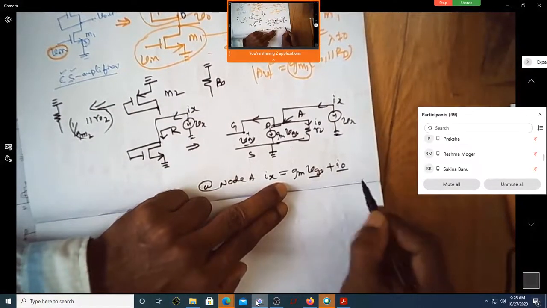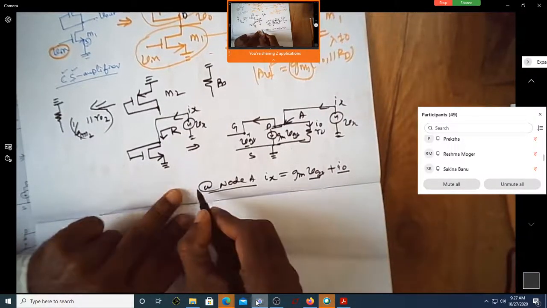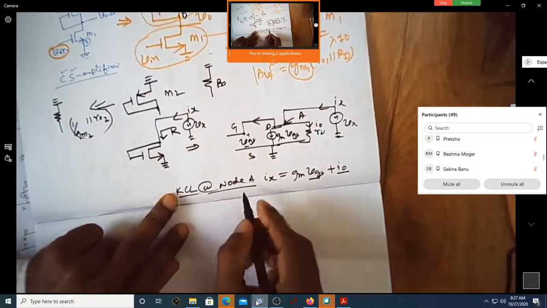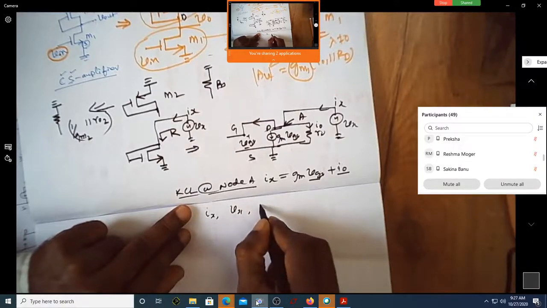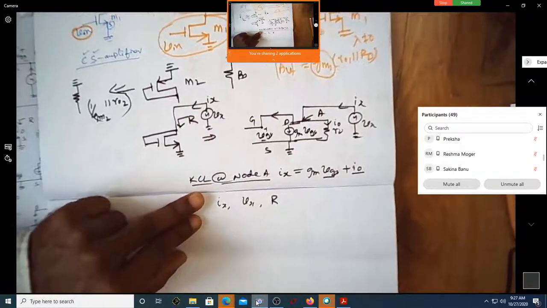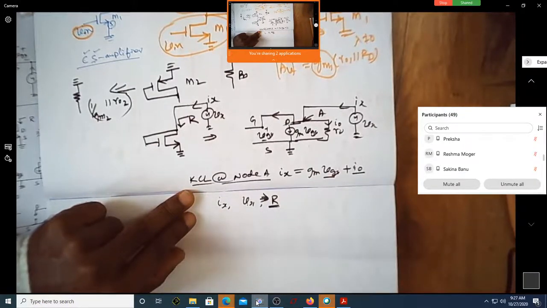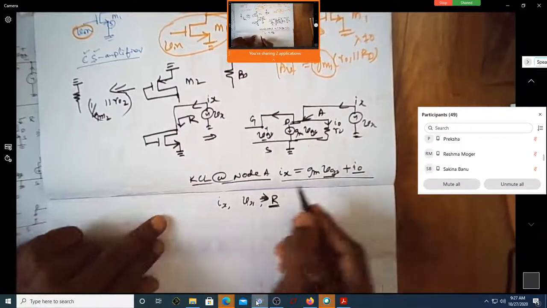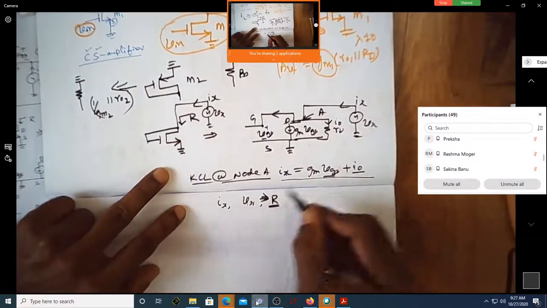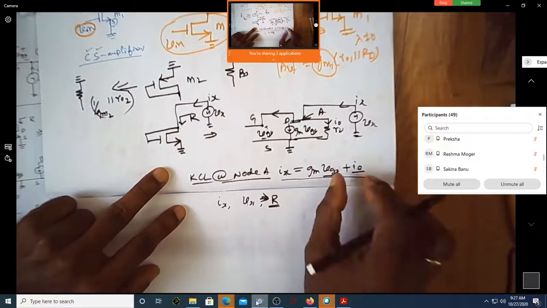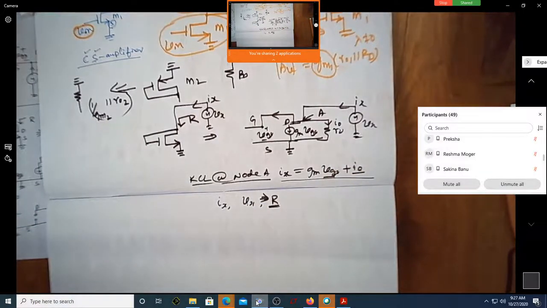What is I naught? Why we are trying to write KCL at node A is because I want to get the relationship between Ix and Vx so that I can get the value of R. I have written the expression. Now you have Ix which is required and you have a VGS and an I naught. I need to somehow replace this VGS and I naught in terms of Ix and Vx. Correct?